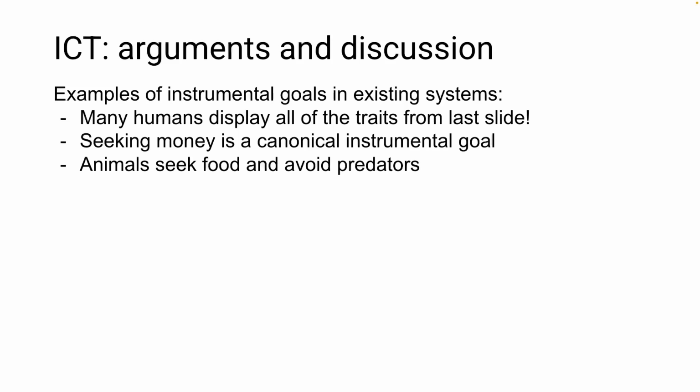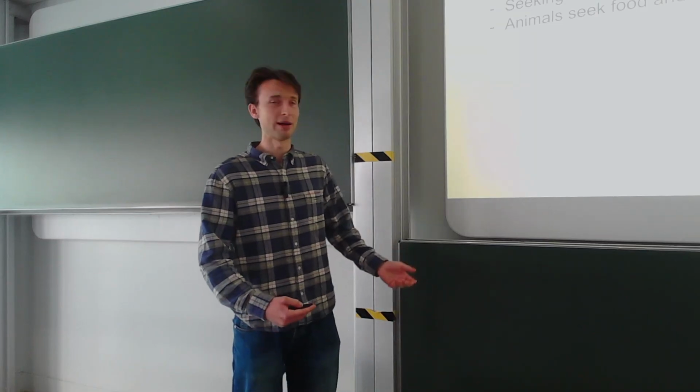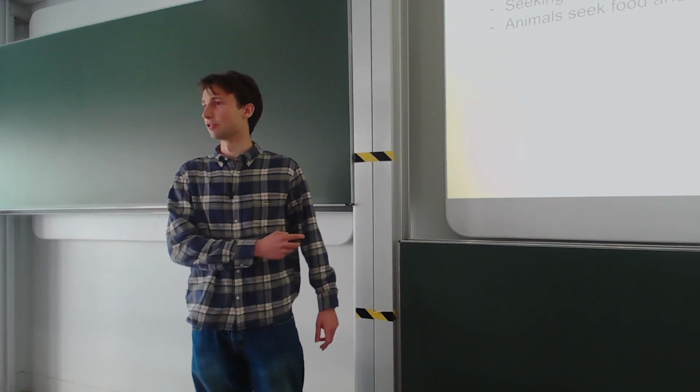Yeah, and as another example, lots of animals will seek food and avoid predators. It's maybe less clear in this example whether these are instrumental goals, but I'll argue that certain animals are well modeled as pursuing the goal of reproducing, and seeking food and avoiding predators are kind of instrumental to this terminal goal of reproducing.